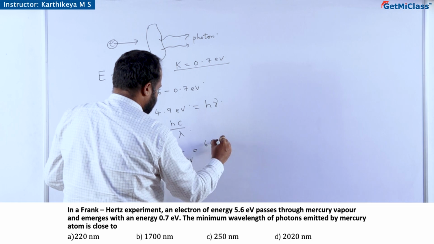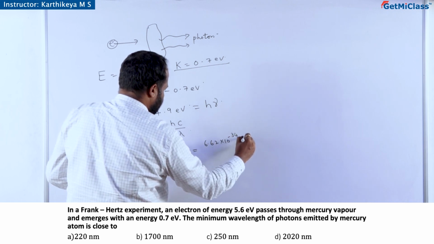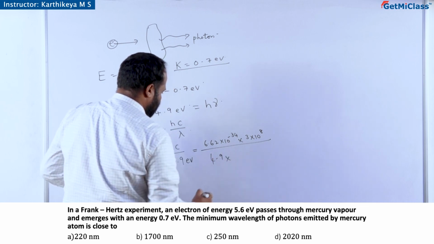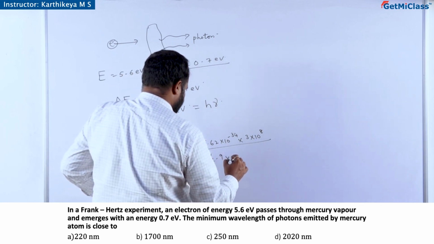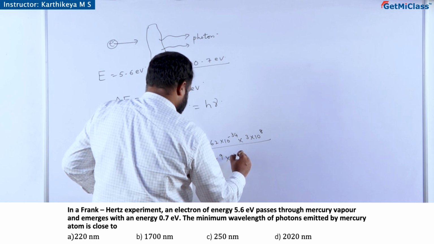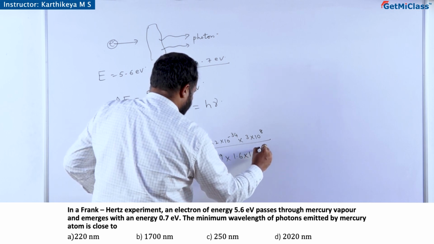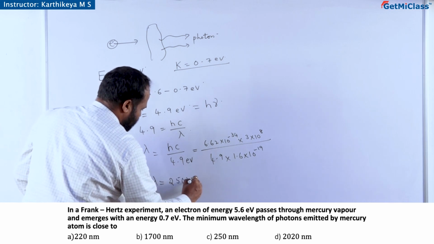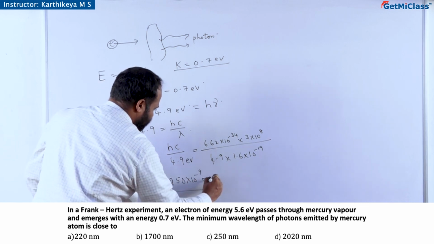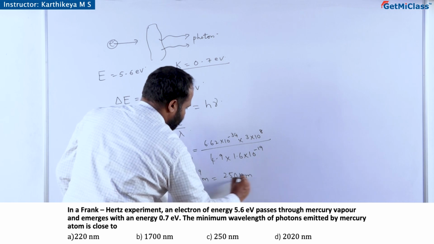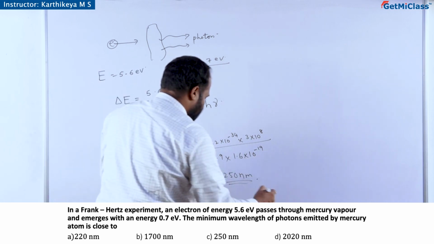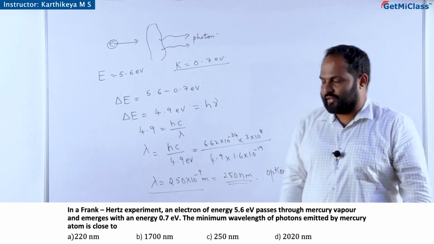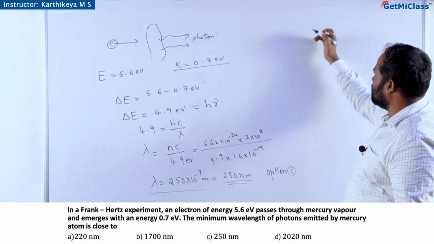So, that is 6.62 into 10 to the power minus 34 into 3 into 10 to the power 8 divided by 4.9 into 1.6 into 10 to the power minus 19 coulomb. Calculating this, you will get 250 into 10 to the power minus 9 meter, or that is 250 nanometer. Obviously, by looking at the options, option C is correct, but there is also a shortcut to this.